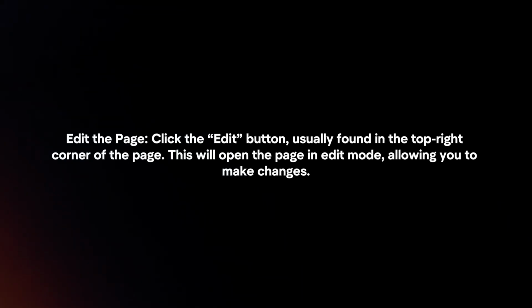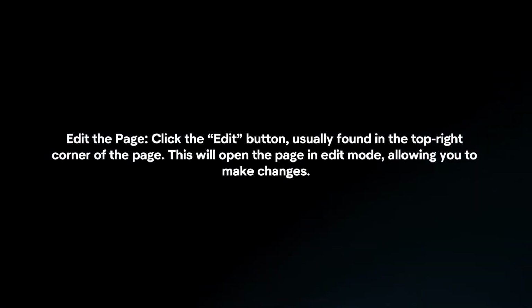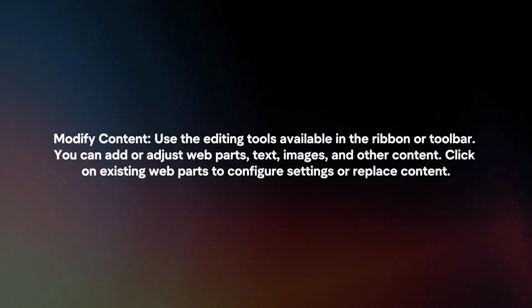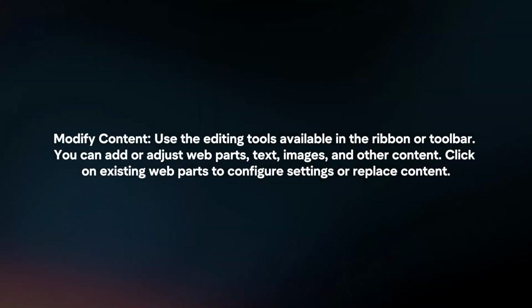Edit the page. Click the Edit button, usually found in the top right corner of the page. This will open the page in edit mode, allowing you to make changes. Modify content. Use the editing tools available in the ribbon or toolbar. You can add or adjust web parts, text, images, and other content. Click on existing web parts to configure settings or replace content.